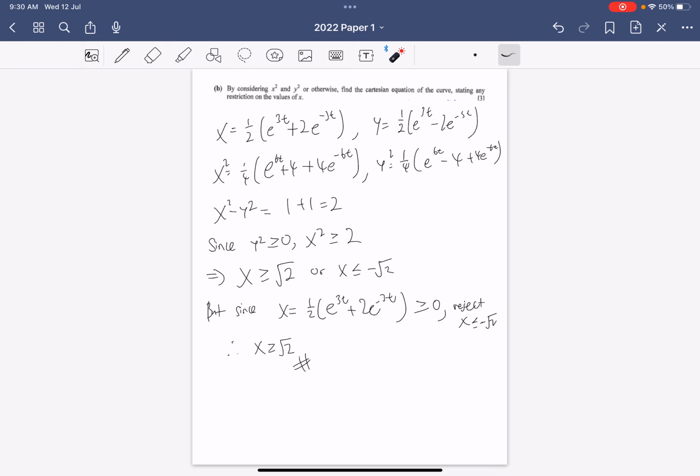I hope it's clear. And what you really need to take note of in this question is realizing that the parametric equation also imposes certain restrictions on the values of x. So you got to check that too.